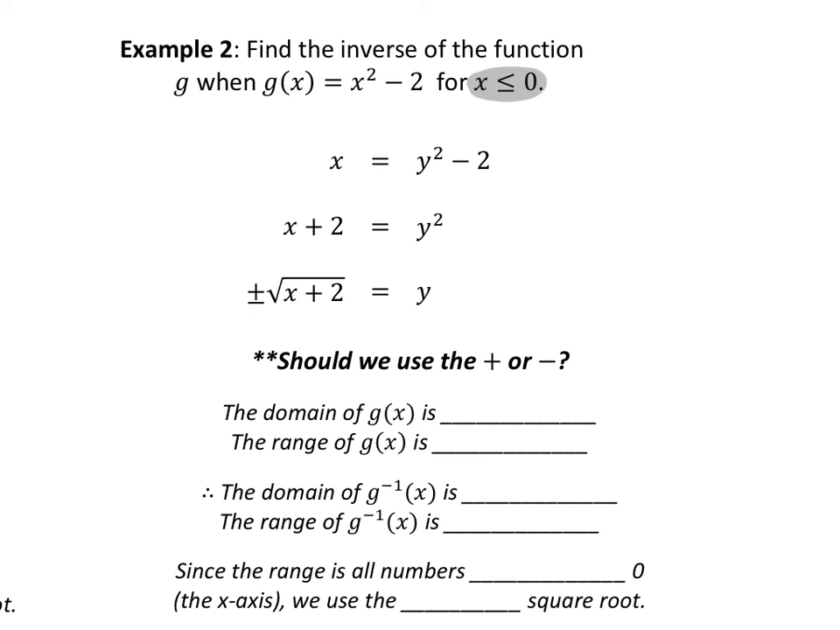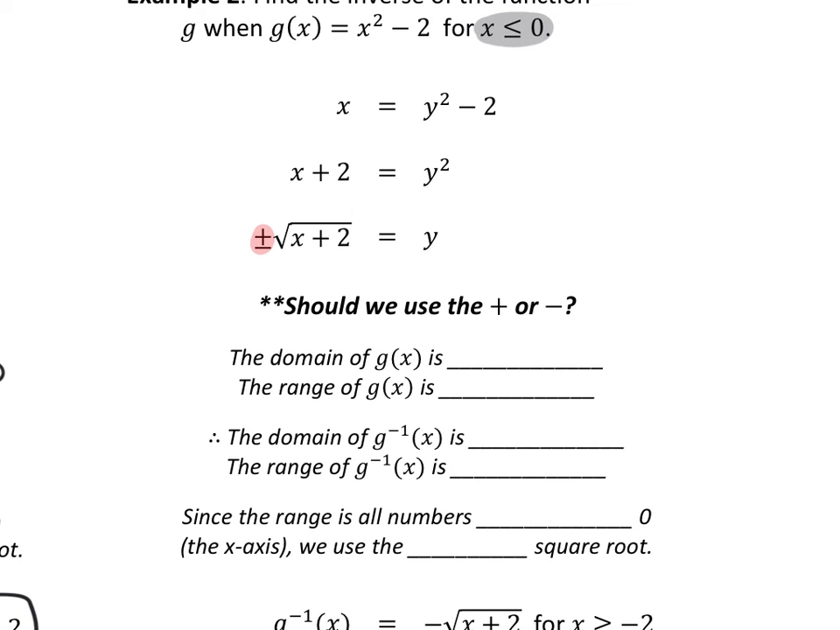We go through the steps we learned last time. We switch x and y, we solve for y, but we get to this point where we have to make a decision, do I use the plus or the minus? We think about the domain and range to answer that question. What is the domain of g of x? It was given to you in the problem. Yeah? Okay, and then if you look down at the graph that we already drew, if you think about quadratics that have been translated down 2 units, what's the range of g of x? Y is greater than or equal to negative 2.